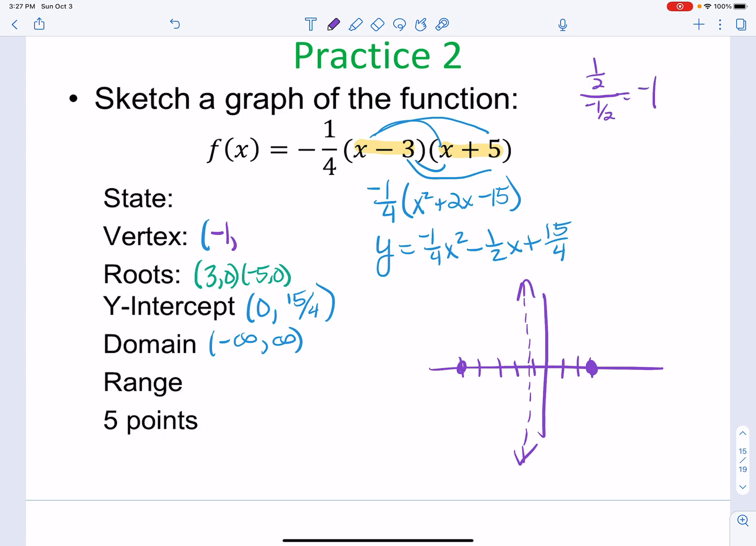And then I'm going to go ahead and plug the negative 1 in. I'd rather not work with fractions, so I'm going to plug it in there. Negative 1/4, negative 1 minus 3 is a negative 4. Negative 1 plus 5 is 4, so that's a negative 16 times a negative 1/4. Negative 16 times negative 1/4, so positive 4, right?